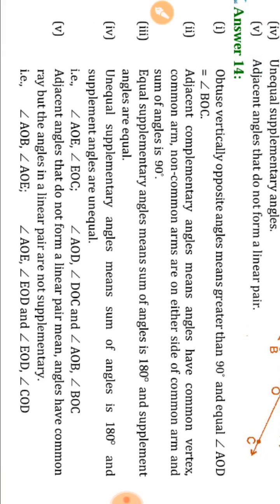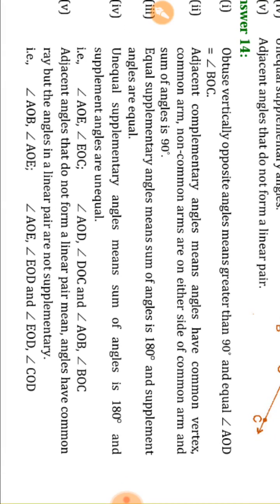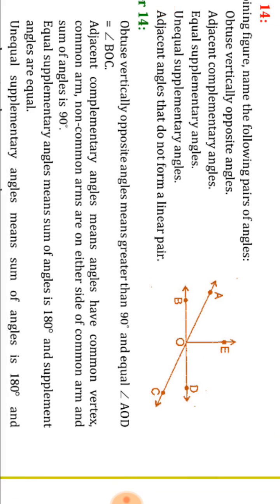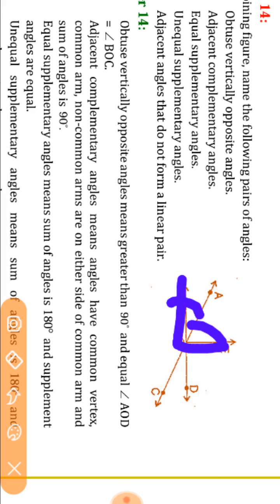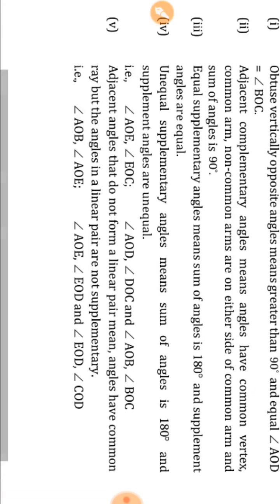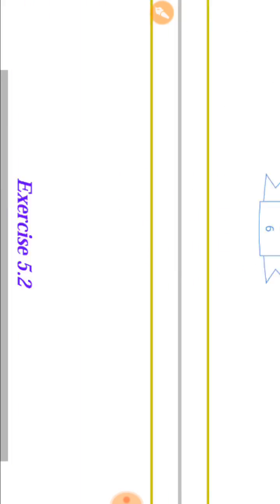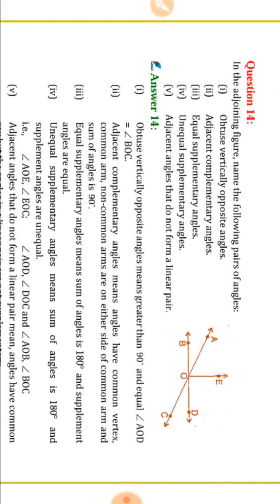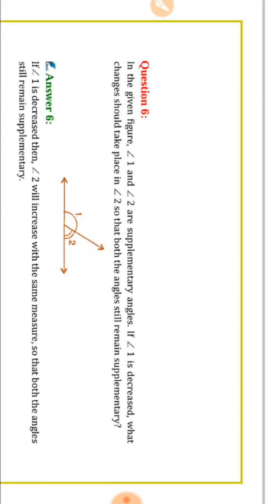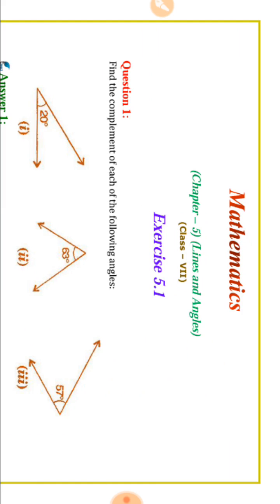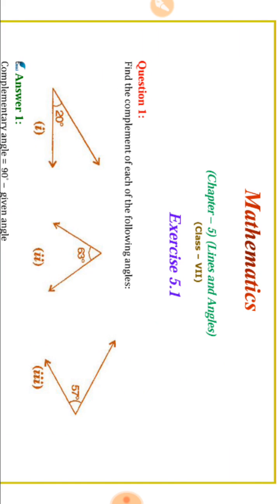Then adjacent angles that do not form a linear pair. These two are adjacent but not linear, which are AOC and AOE. Okay, here are other examples. So this is about exercise 5.1, the different types of pairs of angles. You have to use these types of angles to apply and find the other angles. So thank you.